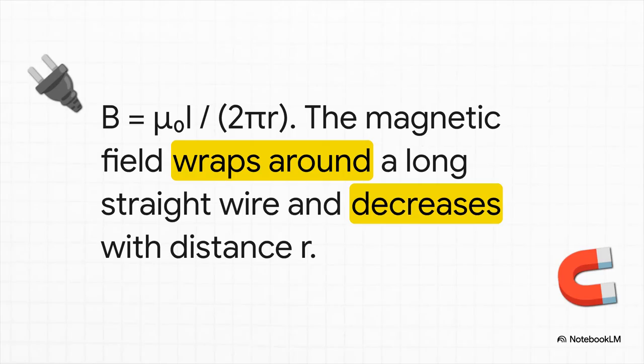All right, next up, the B field for a long, straight wire. Super simple. The further you get from the wire, the weaker the field. And that field wraps around the wire in circles. And how do you find the direction of those circles? You guessed it, the right-hand rule again. It's your go-to tool for this whole chapter.